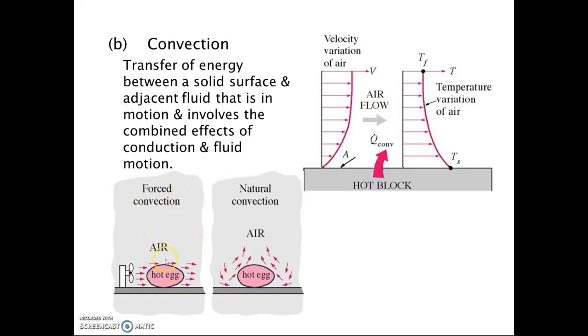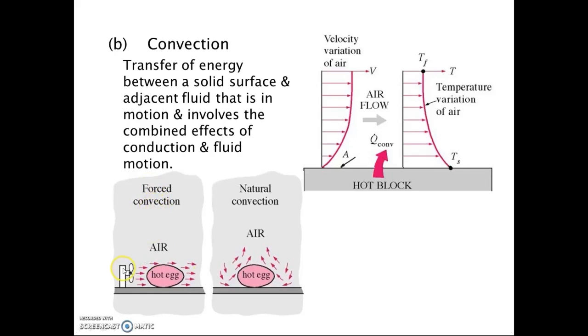Okay, so we have air, we have a hot egg. This is the surface of the hot solid, the hot egg. And then we have a fluid that is in motion, moving from here to here. So this is convection.